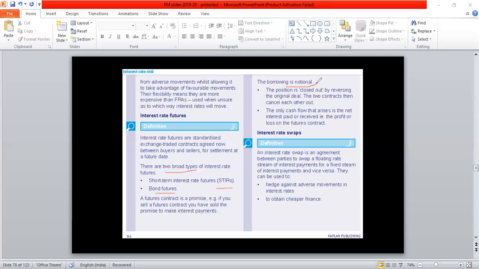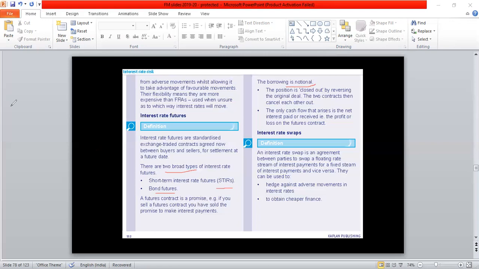Another type of derivative is called a swap. Swap is another type of derivative. An interest rate swap is an agreement between parties to swap a floating rate stream of interest payment for a fixed stream of interest payment and vice versa. They can be used to hedge against adverse movements in the interest rate.